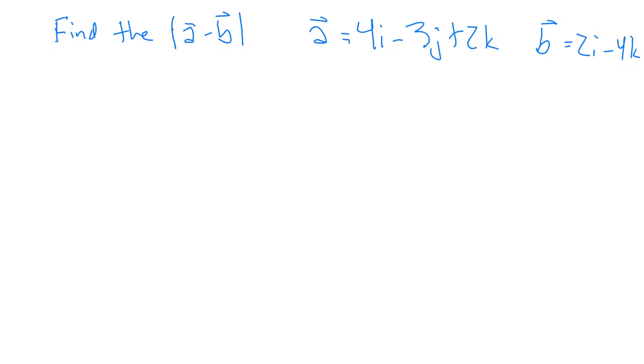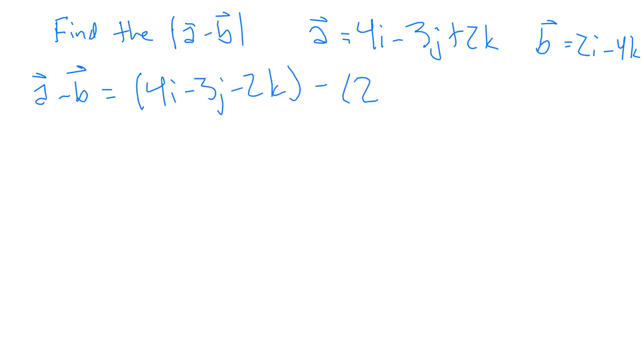Now, first of all, what we need to do is figure out what our A minus B is. So our A minus B is going to be our A, 4i minus 3j plus 2k, minus our B, 2i minus 4k. Go ahead and distribute the negative to get us 4i minus 3j plus 2k. Wait, that's a plus 2j. Plus 2k minus 2i plus 4k.